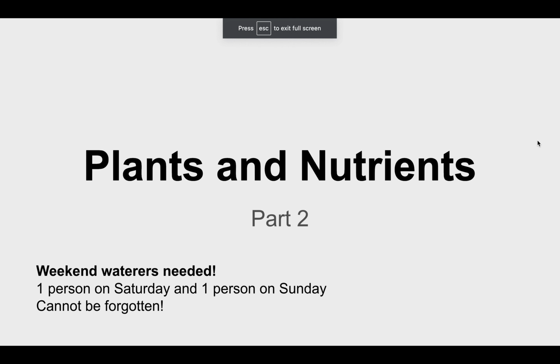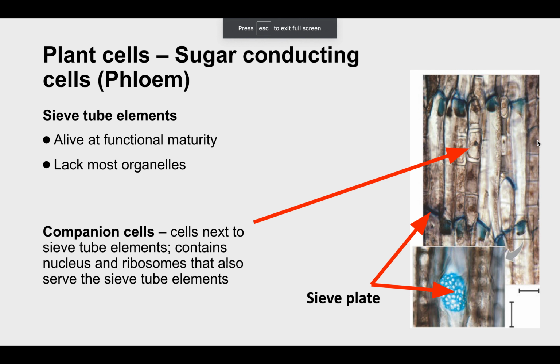Alright, so we talked about plants and nutrients in this recording. And we started by talking about how nutrients can be moved throughout the plant, right? Nutrients and sugars are moved through the sugar-conducting cells, which we have already seen as phloem, right? Now phloem, if we look at the very specific cell type that makes up phloem, that would be our sieve tube elements. Right, so they're the very specific cell type.